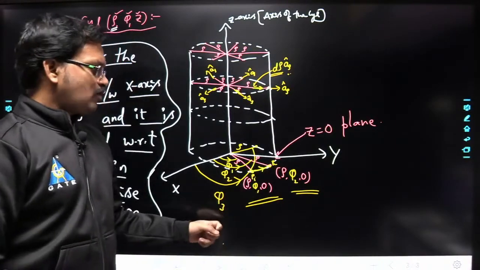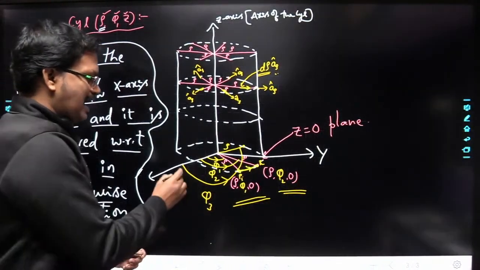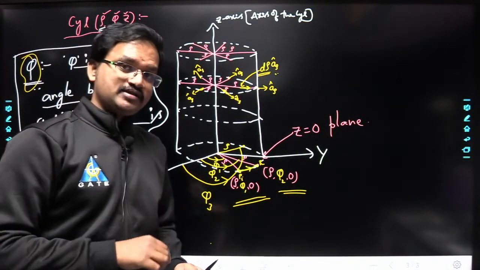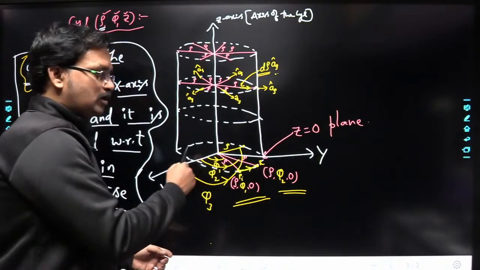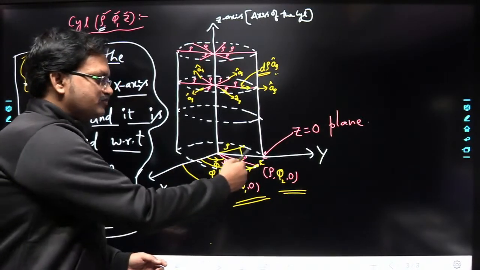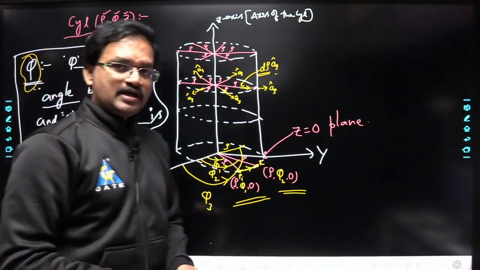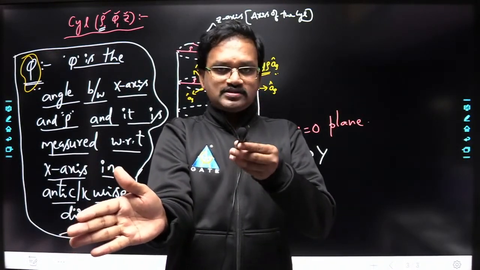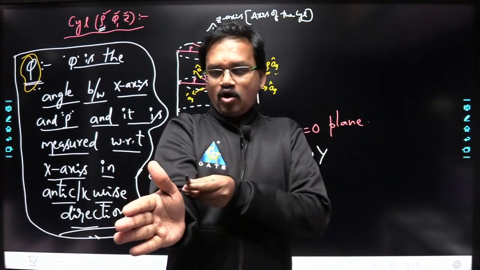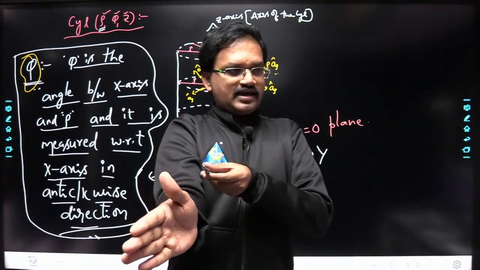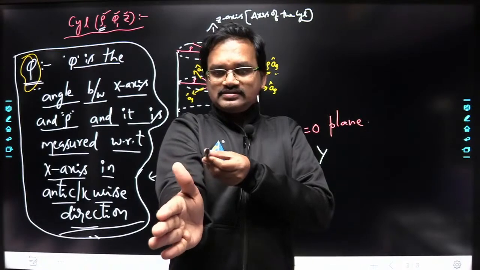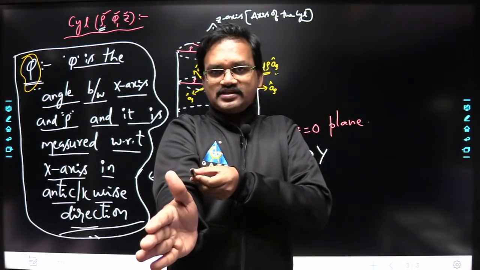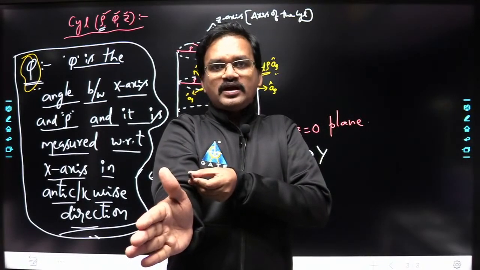So what you can observe here is, as this phi goes on increasing, you are going to move along the circumference of the circle. Yes or no? See, let us assume this is the x-axis and this is rho. Whenever rho and the x-axis are in the same direction, when rho lies along the x-axis, the phi value will become 0.